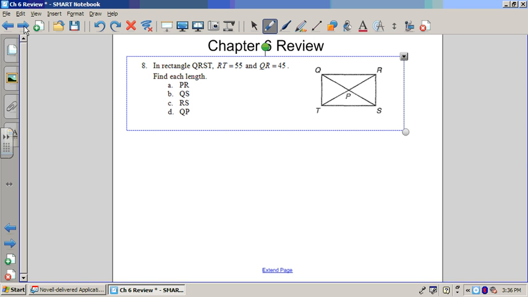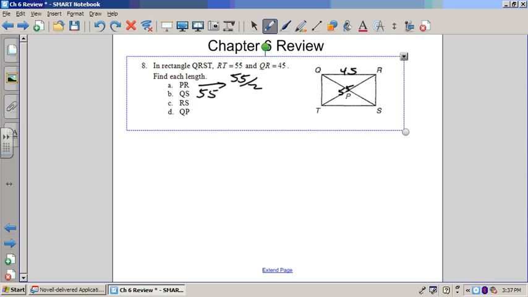Number 8, this is a rectangle, QRST. RT, the big diagonal, is 55. QR is 45. Find each length. PR is going to have to be 55 divided by 2 because a rectangle is a parallelogram. And so I'm just going to leave my answer as 55 halves. QS has to be, because it's a rectangle, the diagonals are congruent. If RT is 55, QS also has to be 55.